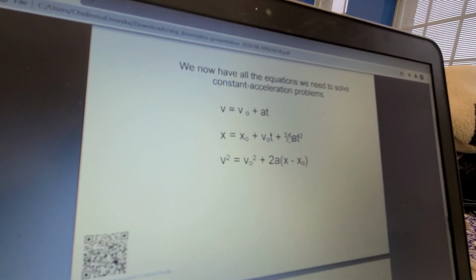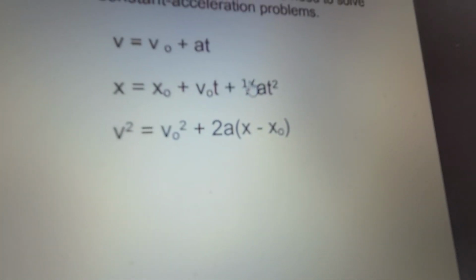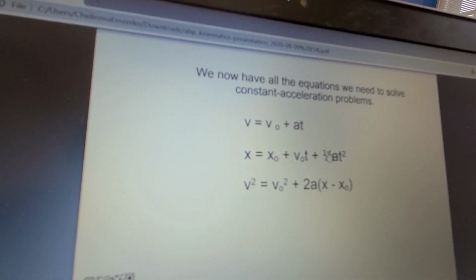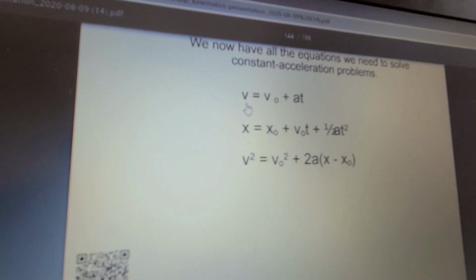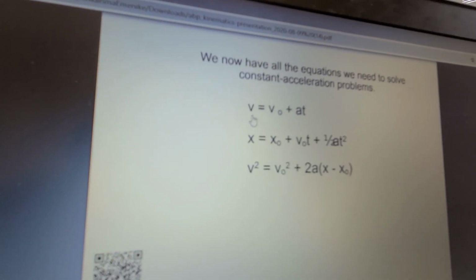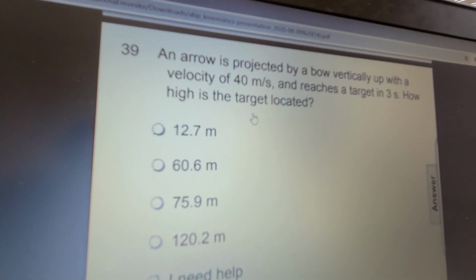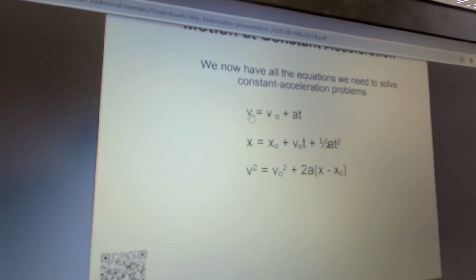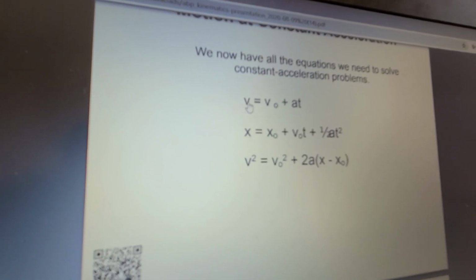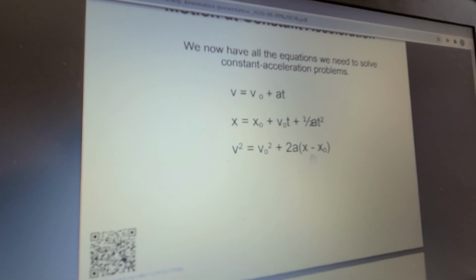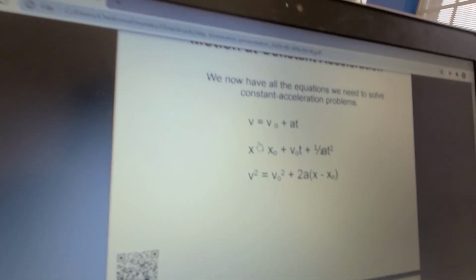What does the first one have that the second one does not? Final position. And what is our question asking us to find? Final position. So which equation works best for what I'm looking for? The second one. I know what you mean though.